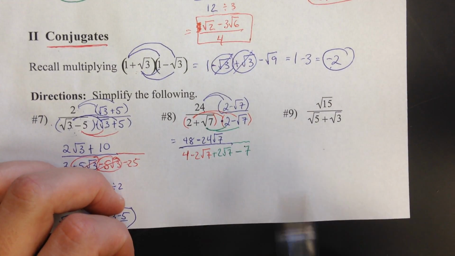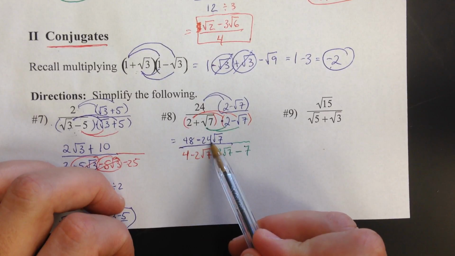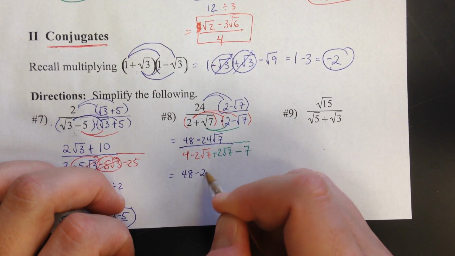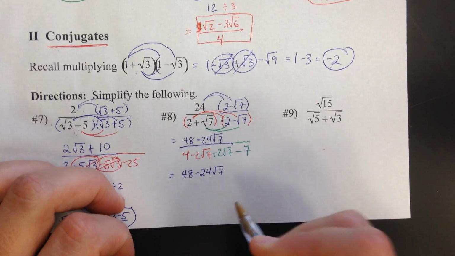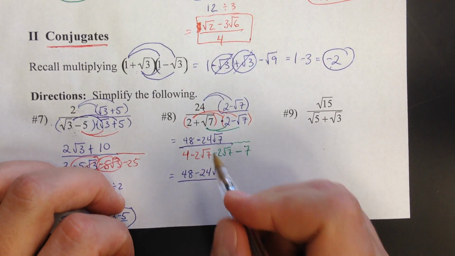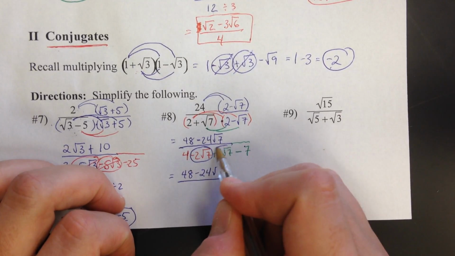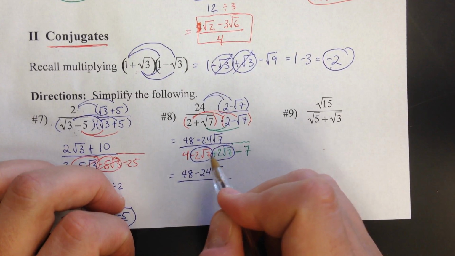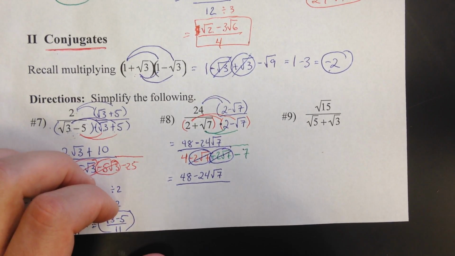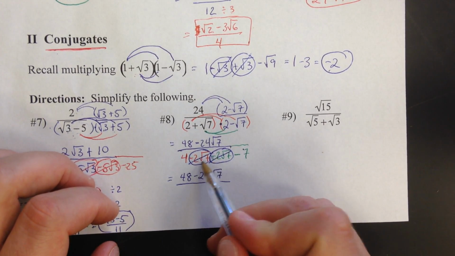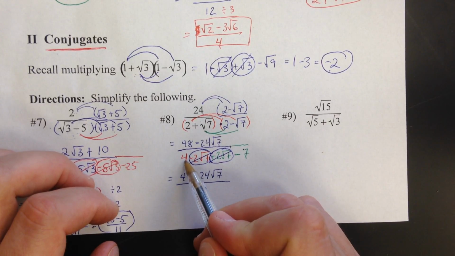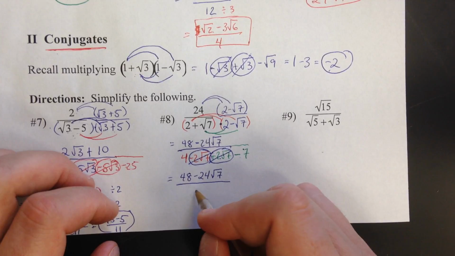Okay, now in the numerator, you can't combine that, so I'm just going to copy that. 48 minus 24 square root 7 over. In the denominator, negative 2 root 7 plus 2 root 7. When you add opposites, you get 0. That tells us that we're on the right track, because that's what we want. We want to eliminate the radicals in the denominator. 4 minus 7 is negative 3.